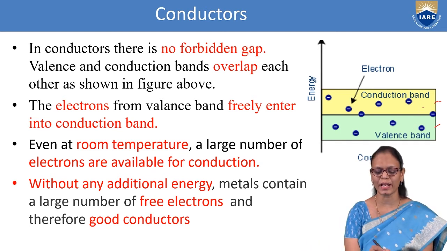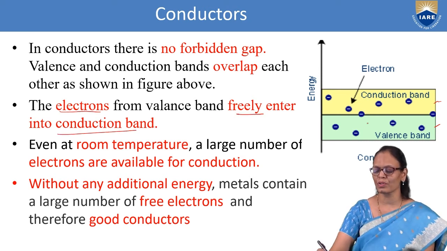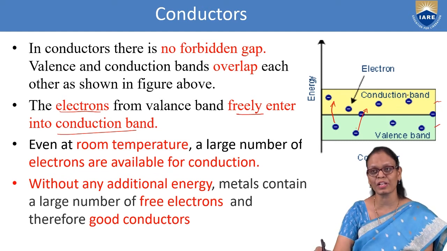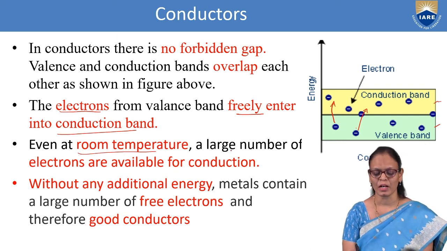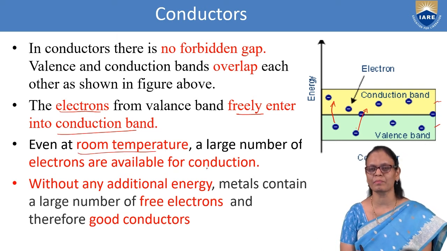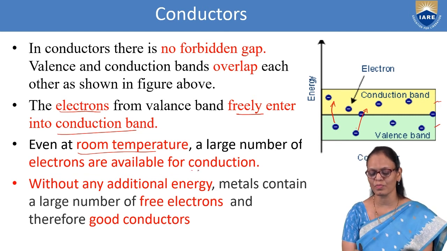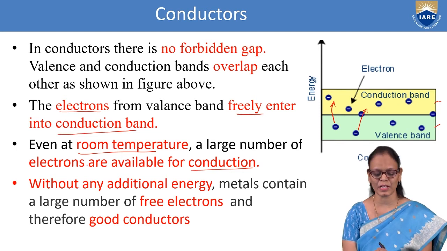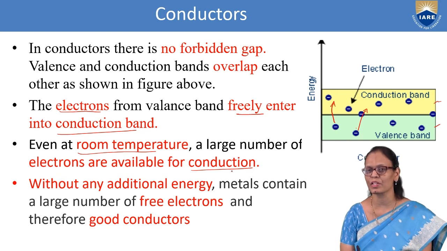What is happening? The electrons from the valence band freely enter into the conduction band. These electrons have come from the valence band to the conduction band. Once they are in the conduction band, they are free and they can conduct. So even at room temperature, a large number of electrons are available for conduction. That is why it is a good conductor: even at room temperature, it has a large number of electrons in the conduction band which are ready to conduct, which are free.